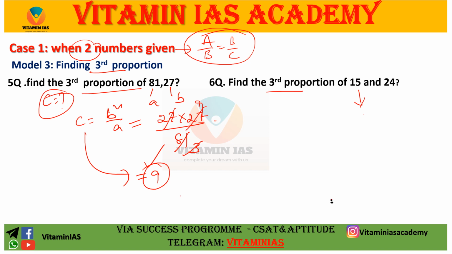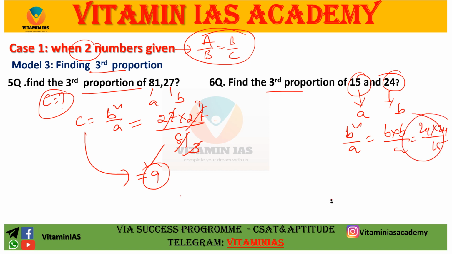Here mentioned A and here mentioned B. So substitute the values of A and B in the formula B square by A. Then what will you get? B into B by A, and B is how much? 24 into 24 by 15. Just solve, you will get the answer here.